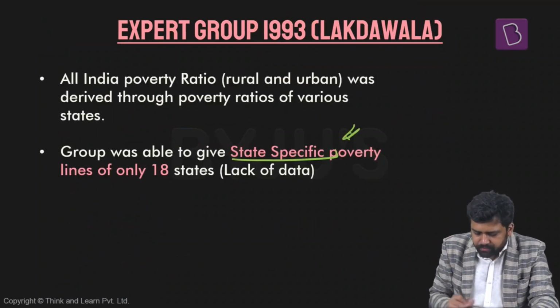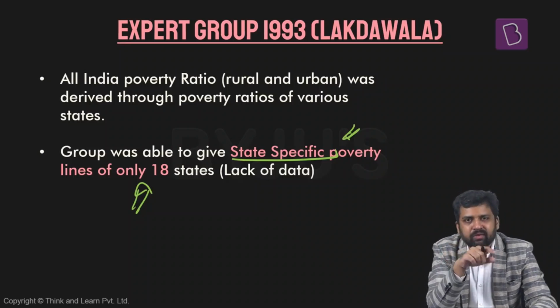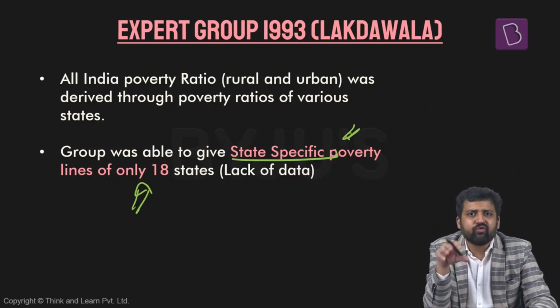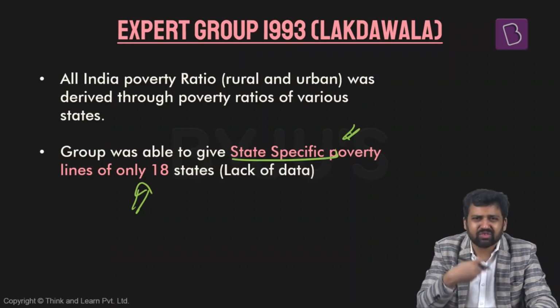Apart from that, they also came up with different state-specific poverty lines. They came up with poverty lines for some 18 states. For some states, they did not have data. So in case there's a state for which they don't have enough data, they try to extrapolate. Let's say there are two states bordering one another, which have a similar kind of economy and demography. For one state, they have data. For another state, they don't have data. So for the state which does not have data, they have done some estimations.